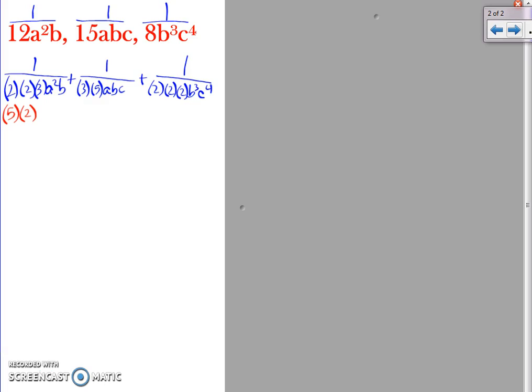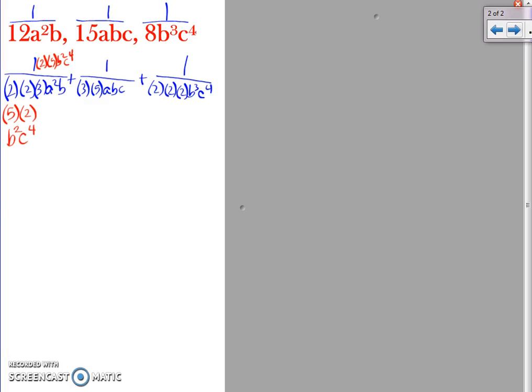What about letters? Do we need any more A's? No, because we currently have the most A's on this one, right? So we don't need to add any more. How many more B's do we need? We need 2 more B's because this last one has a total of 3, so we need to add 2 more so that they match. And how many C's do we need? 4. Okay, so we would also, on the top, multiply by 2, 5, B squared, C to the 4th.